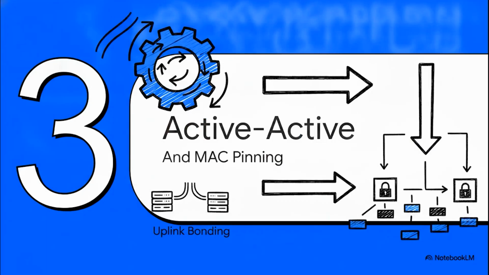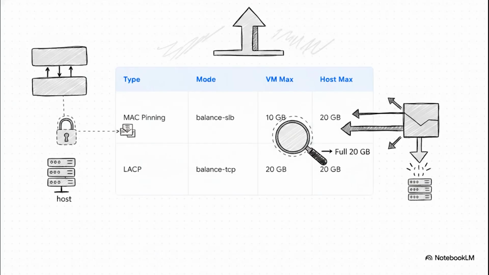Okay, let's hit Section 3, Active-Active and MAC pinning. Check out this massive jump in host throughput when we actually need more bandwidth. We've got two distinct flavors of active-active here. Active-active with MAC pinning, which OVS calls balance-slb, and true active-active using LACP, which is balance-tcp. Both give your host a combined 20 gigs of throughput, but pay super close attention here.